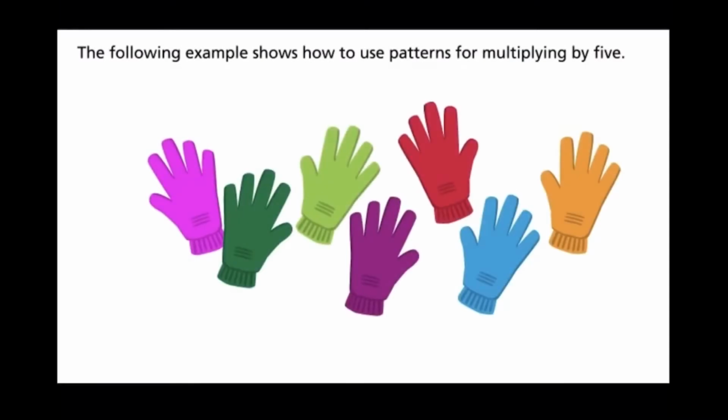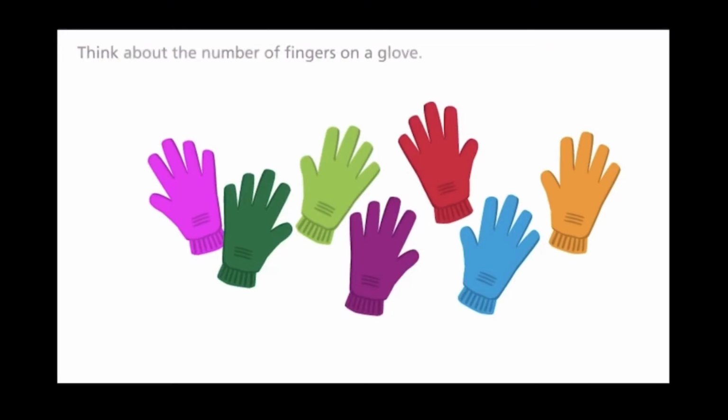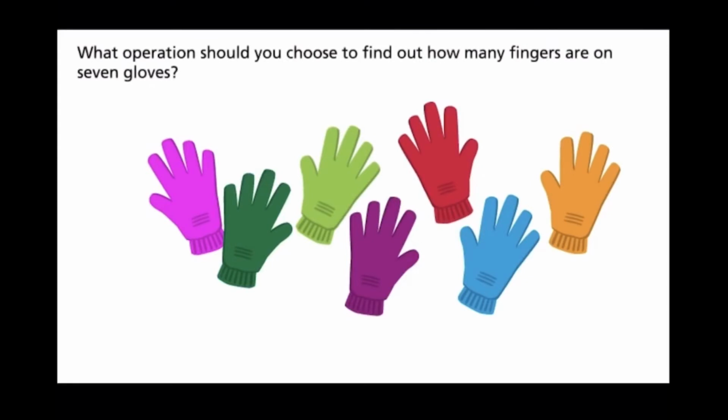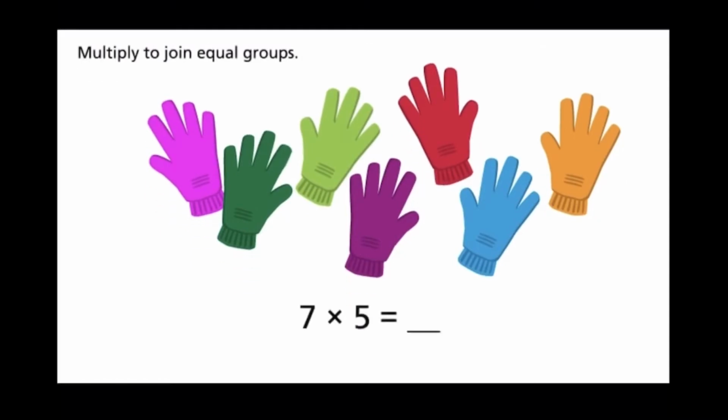The following example shows how to use patterns for multiplying by 5. Think about the number of fingers on a glove. What operation should you choose to find out how many fingers are on 7 gloves? Multiply to join equal groups. Find 7 times 5.